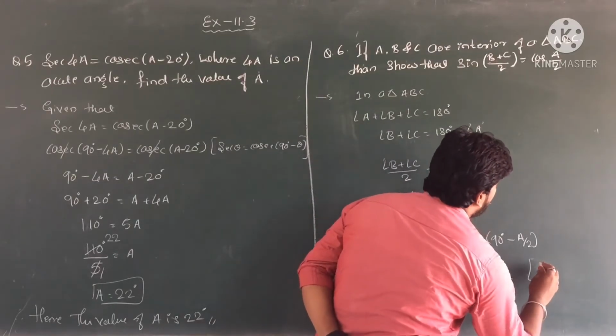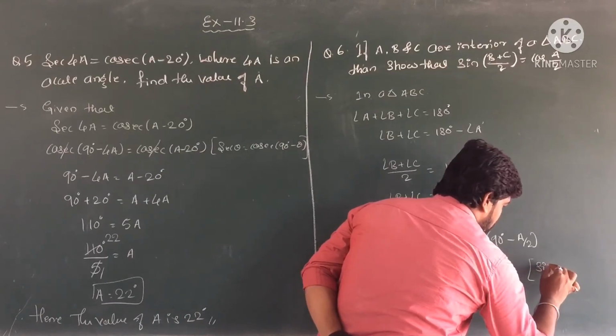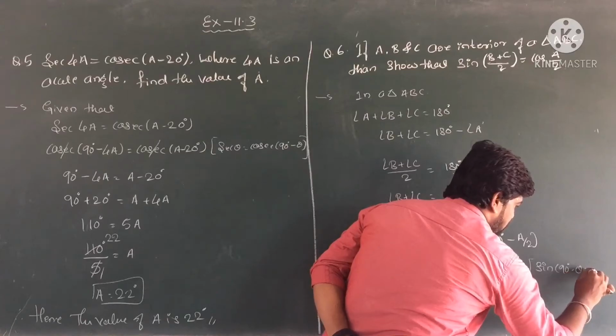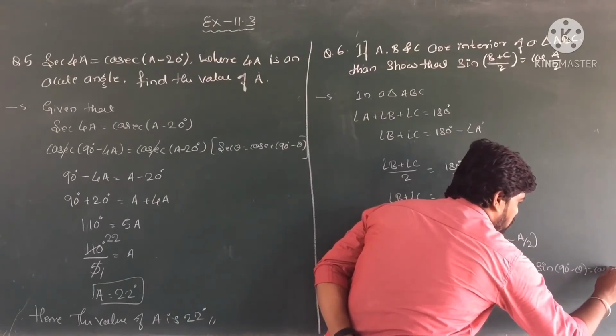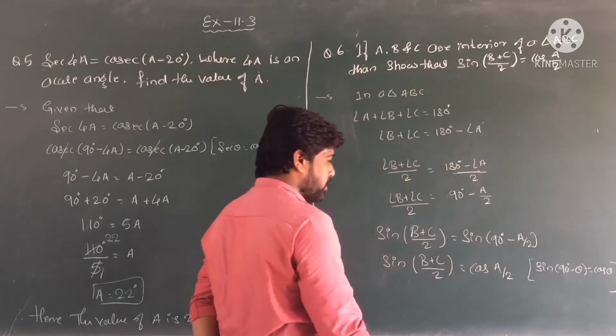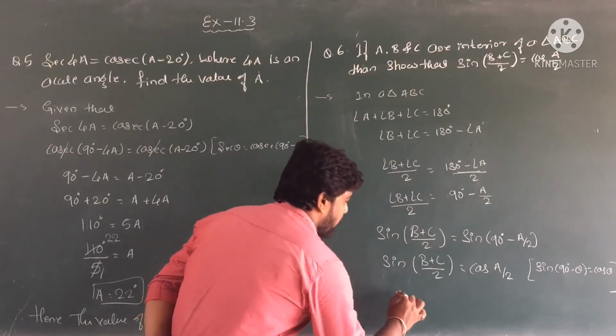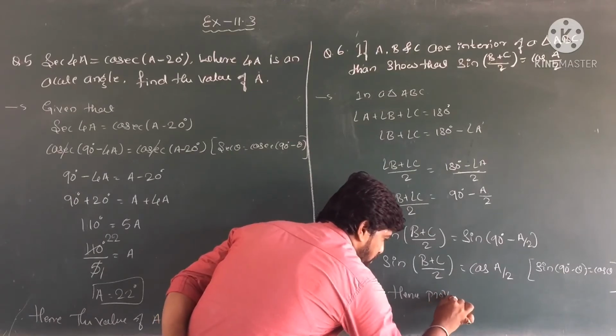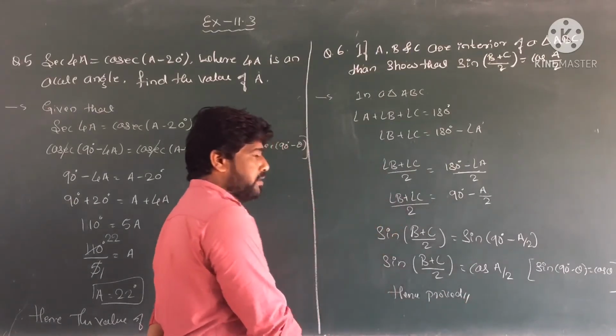So write down the reason here. Sine 90 minus theta is equal to cos theta. Right? So here, hence true. Is it clear?